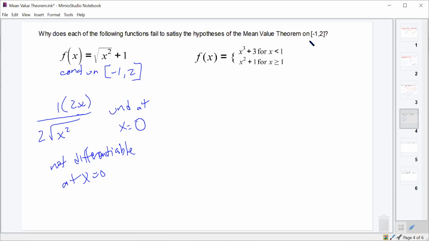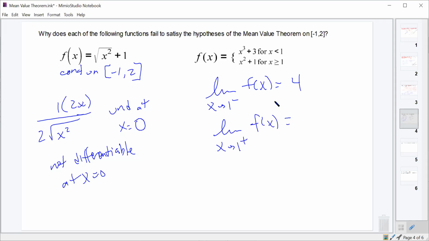Okay, what about this one? To figure out if this is continuous at all the values between -1 and 2, the only place where it might not be is at 1. So we'd want to look at the limit as x approaches 1 from the left, which would be 1 cubed plus 3, right, which would be 4. And then we'd look at the limit as x approaches 1 from the right of f of x, which would be 1 squared plus 1 or 2. And since those don't match up, that fails the definition of continuity.